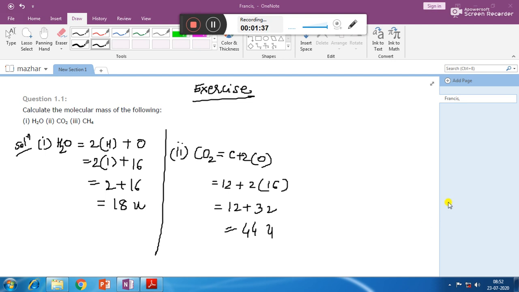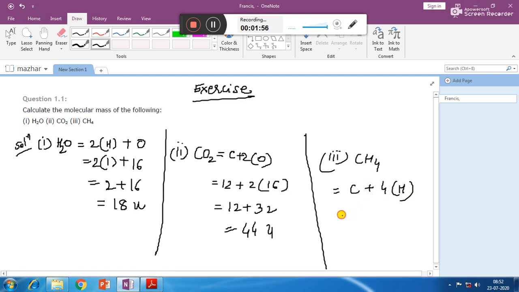Now number 3 is methane, CH4. So that is equal to 1 carbon plus 4 hydrogen. So that is equal to 12 plus 4 times 1. So equal to 12 plus 4 equal to 16 U.